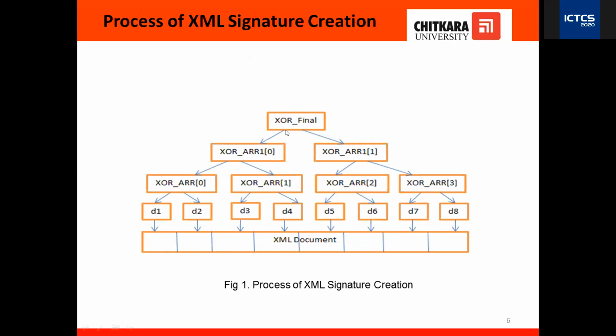But if this particular final XOR does not match, then the receiver will perform top-down tree matching of all the XOR values to check which particular digest has a modification. Suppose the final XOR is not matched, then it will check XOR array 10, and subsequently move down the line to XOR array 0 and XOR array 1 to compare which one is not matched with the received one. Suppose XOR array 0 is not matched, then it will again go down the line and check whether D1 or D2 is not matched. Say D2 is not matched. In that case, this particular portion of the data in this XML file got corrupted.